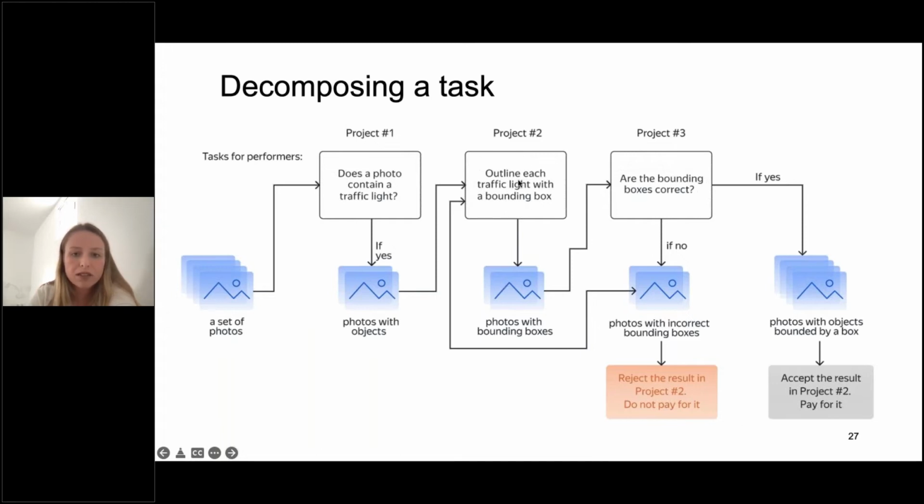The results of the second project then flow to a third project where we ask different people to mark if the bounding boxes are correct. If these people say those are correct, we accept the responses from project 2. If people in project 3 say that those are incorrect, we could reject the responses from project 2. So this is an example where a task that looks pretty simple can be broken into 3 different tasks.